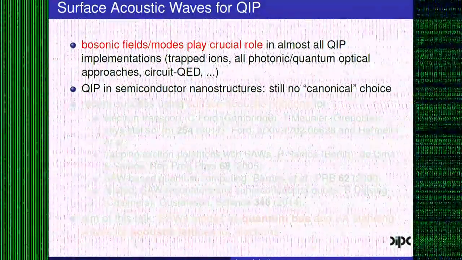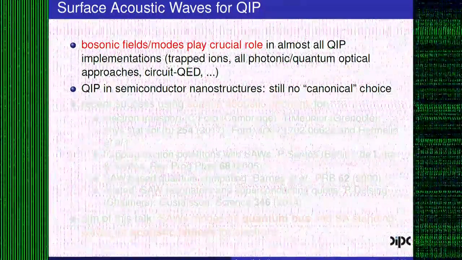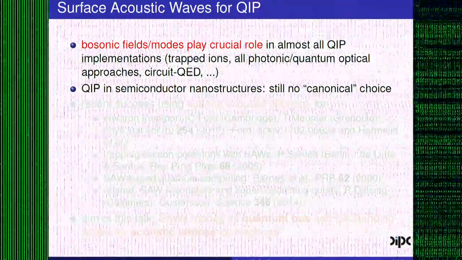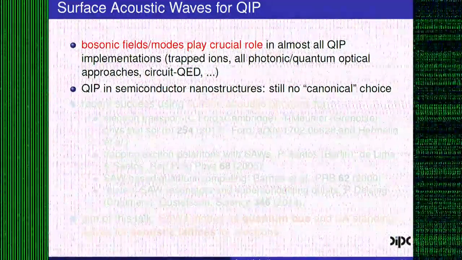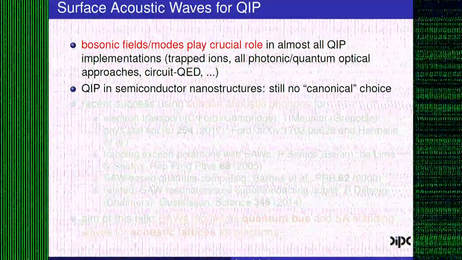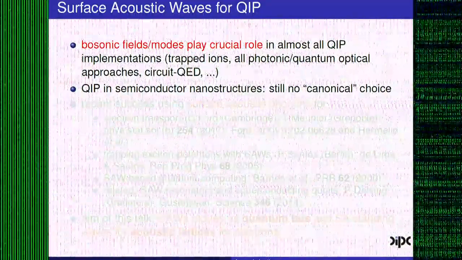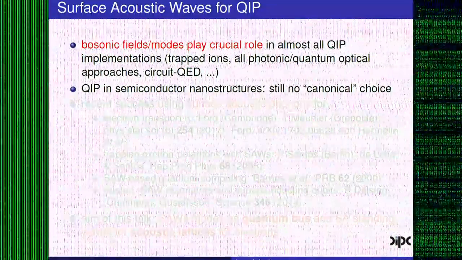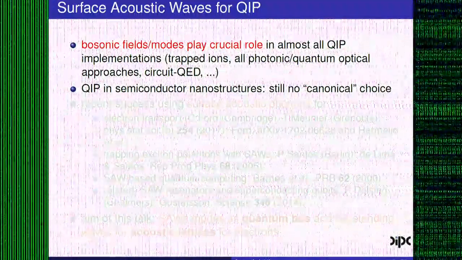there is no such natural candidate for a bosonic mode. Of course, one can also use light, and one can try to use circuit QED, but these are not natural to the system. They have to somehow be attached, brought in. So the talk today will be about a bosonic mode that is right there present in the system, that has so far been a nuisance and that we try to make use of and turn into an asset.